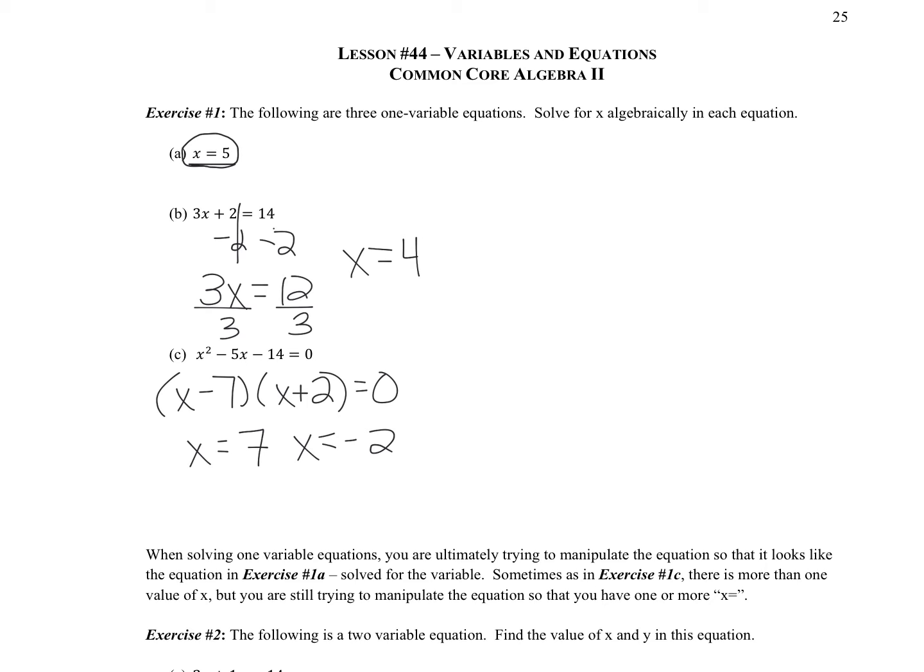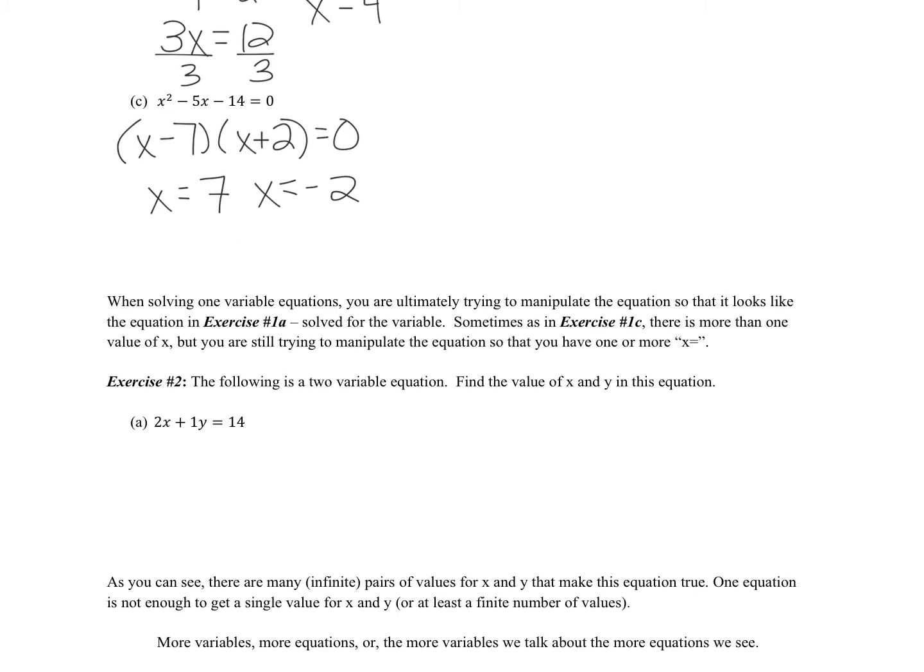So below it says when solving one variable equations, you are ultimately trying to manipulate the equation so that it looks like the equation in exercise 1A, solved for the variable. Sometimes, as in exercise 1C, there is more than one value of x, but you are still trying to manipulate the equation so that you have one or more x equals. So we're going to start to look at another type of equation.